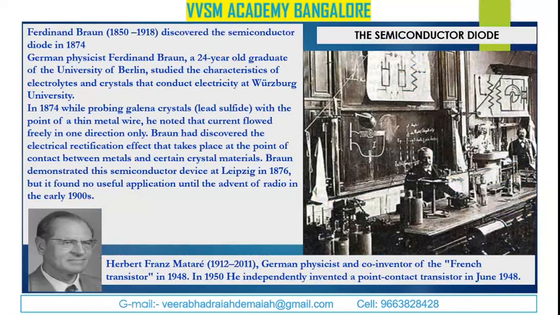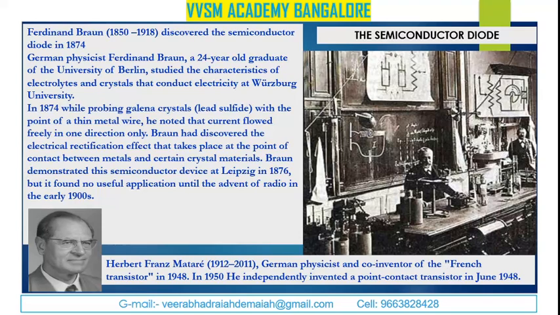So this is Ferdinand Braun, 1850 to 1918, who discovered the semiconductor diode in 1874. German physicist Ferdinand Braun, a 24-year-old graduate of the University of Berlin, studied the characteristics of electrolytes and crystals that conduct electricity at Würzburg University. In 1874, while probing galena crystals, that is lead sulfide, with the point of a thin metal wire, he noted the current flowed freely in one direction only.